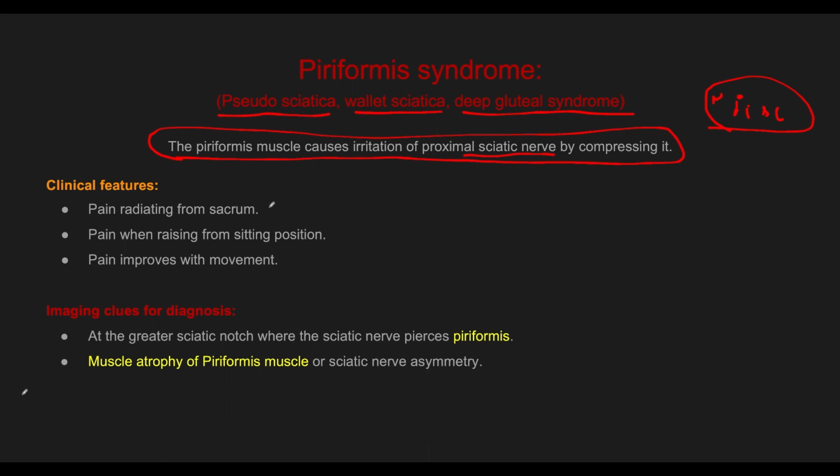So what are the classical features? Pain radiating from the sacrum, pain when rising from sitting position, and pain that improves with movement. So these are the classical features of piriformis syndrome. Imaging clues for the diagnosis are looking at the piriformis muscle just at the piercing of the sciatic nerve; the proximal sciatic nerve is a helpful imaging clue. In relatively later stages, you can see muscle atrophy of the piriformis muscle. You can also see sciatic nerve asymmetry in cases.